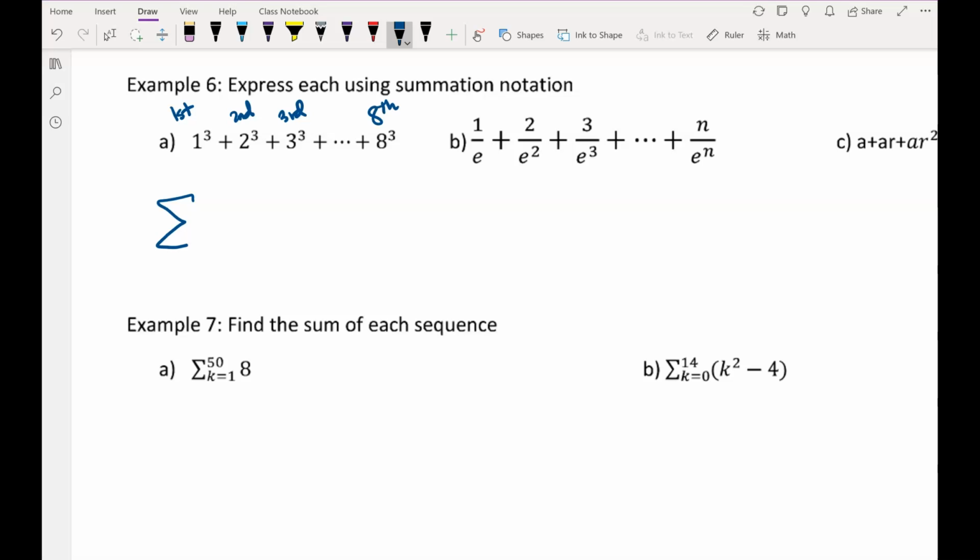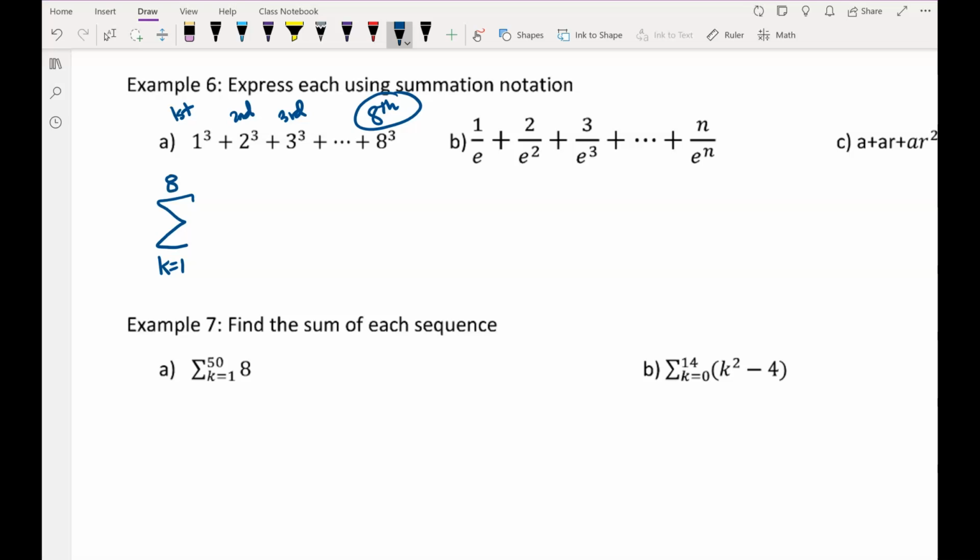Your summation notation, as you know already, the bottom of the summation notation is where we would like to start. I would say 99% of the time, I want to start with number 1. If we're starting at number 1, based on this sequence, we end at 8. So the top is the number where we stop.